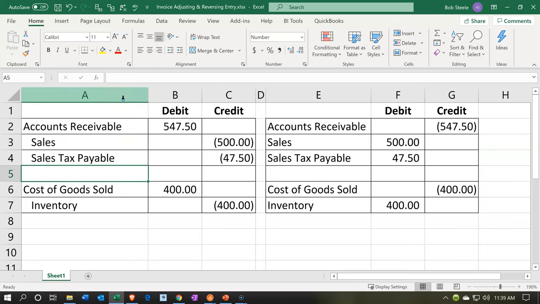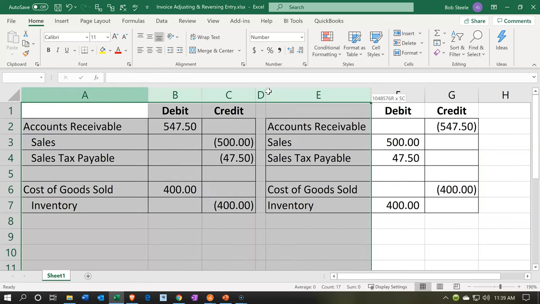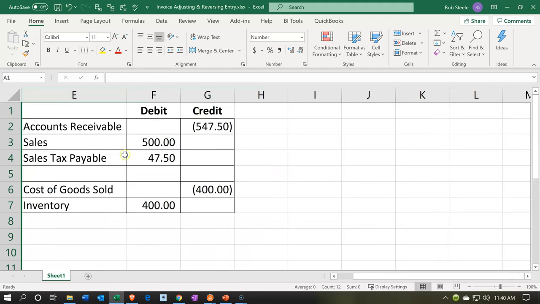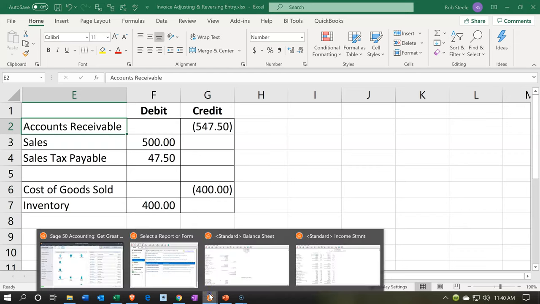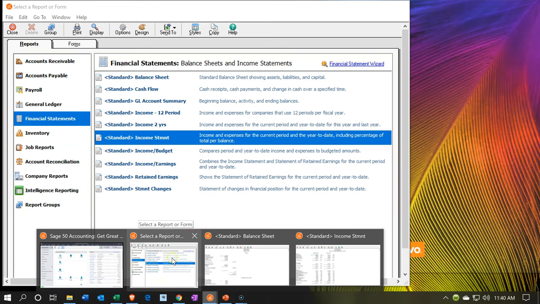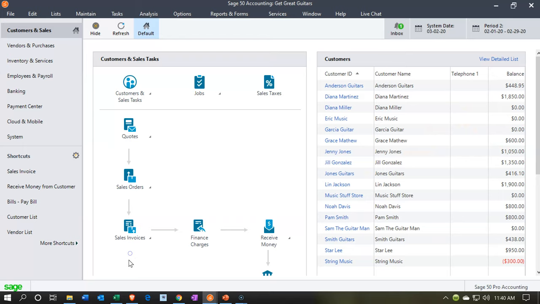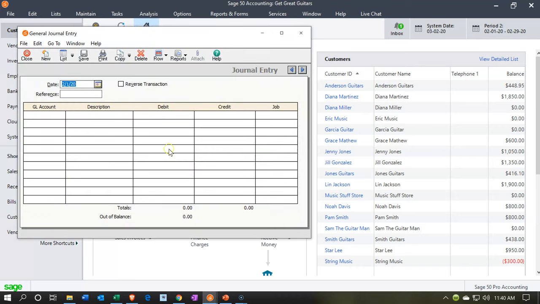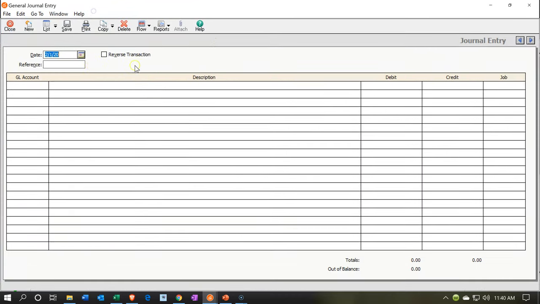So now I'm going to hide these columns by going from A to D, and then we're just going to enter this as a reversing entry. I'm going to right click and hide these columns, and then I'm just going to enter these as of March 1st. So let's go back on over to our information over here, go to the tasks drop down, and go down to the general journal entry. We're going to do this general journal entry as of 03/01/20.